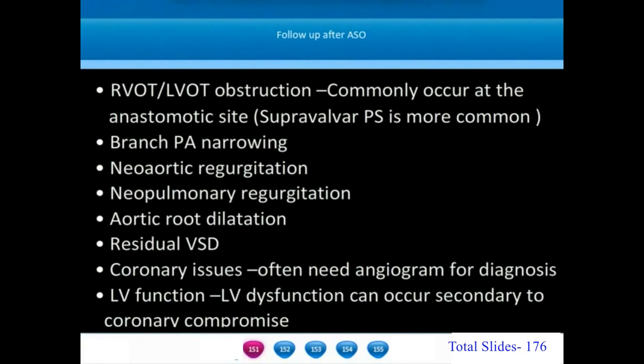There will be progressive neo-aortic regurgitation and neo-pulmonary regurgitation. There will be a neo-aortic root dilatation. Residual VSDs may be noted. If there are any coronary anastomotic abnormalities that will result in ventricular dysfunction, we'll often need an angiogram for confirmation of diagnosis. Left ventricular systolic function will show impairment if there is any coronary compromise.